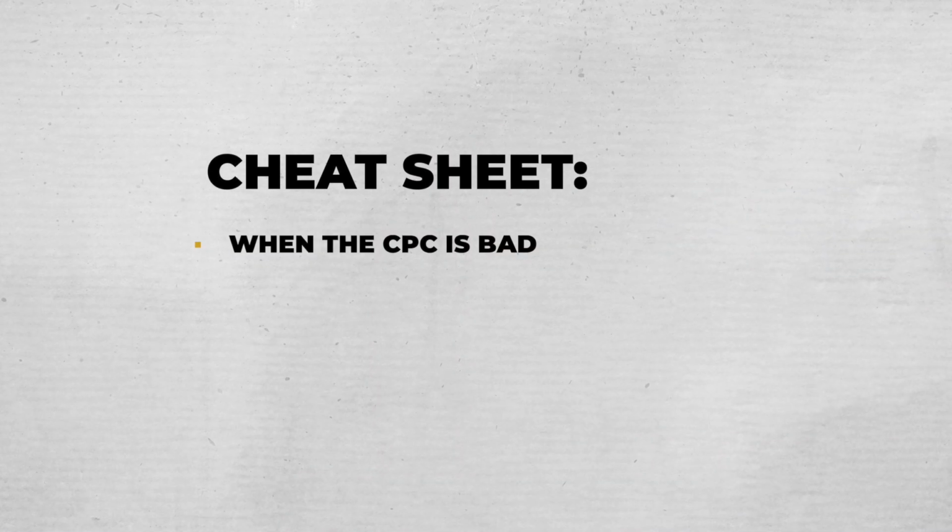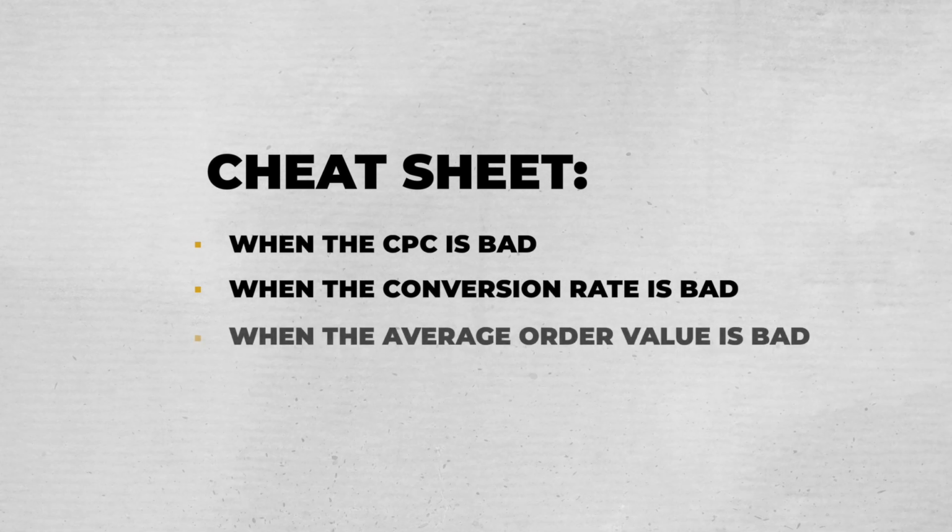Let's say you test a product and it doesn't work. What should I actually do? How do I determine if it's the conversion rate, the CPC, or the average order value, which is truly the problem? And this is exactly why we've created this cheat sheet. This cheat sheet gives you the entire overview of what you could possibly test when the CPC is bad, when the conversion rate is bad, and when the average order value is bad.